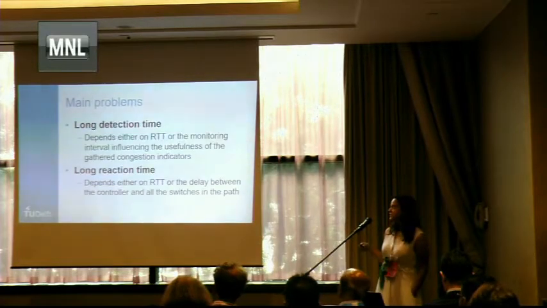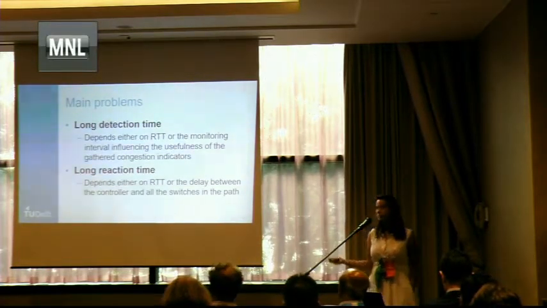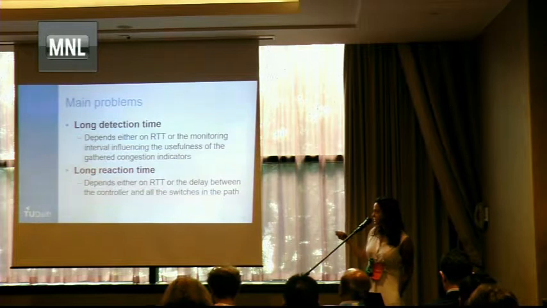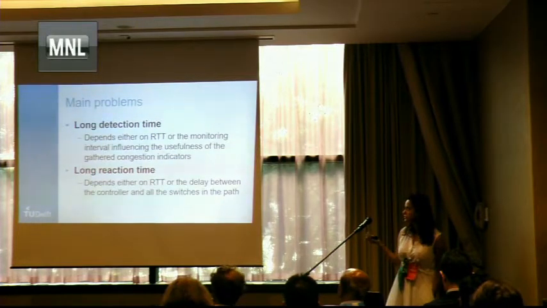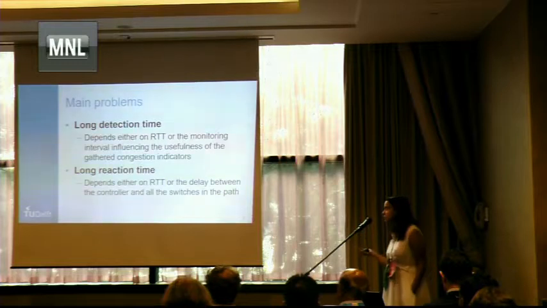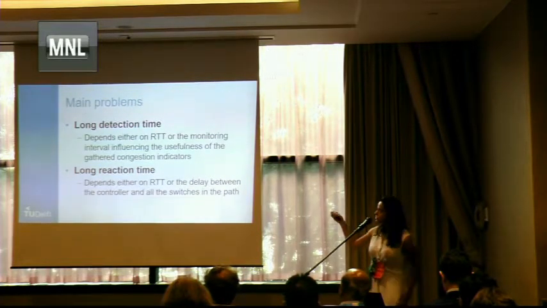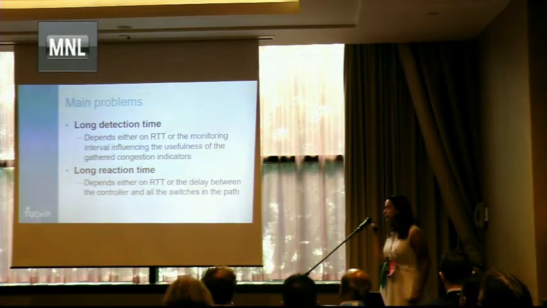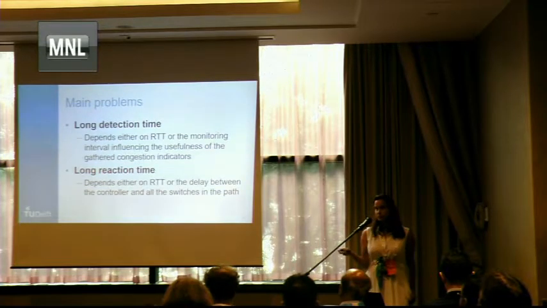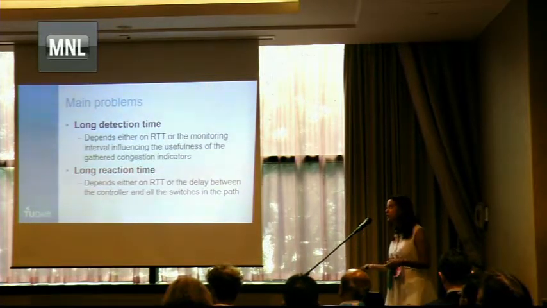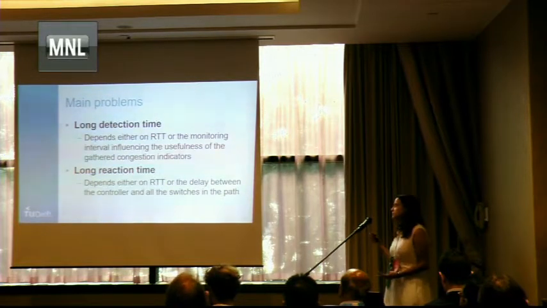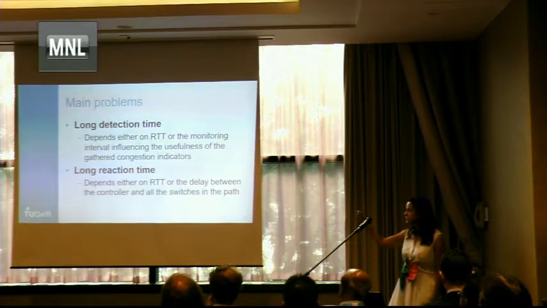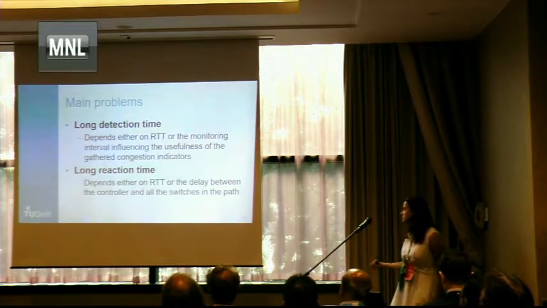These approaches have 2 main problems. The first problem is long detection time. Detection time depends either on the RTT in case of transport protocols or on the monitoring interval if we use an SDN approach. Depending on the configured monitoring interval, this will influence the usefulness of the gathered data. If the monitoring interval is too big, we may fail to notice some changes in the network. If the monitoring interval is too low, then we might overwhelm the network with monitoring packets, and of course we are sending packets that are not useful, and thus reducing utilization.